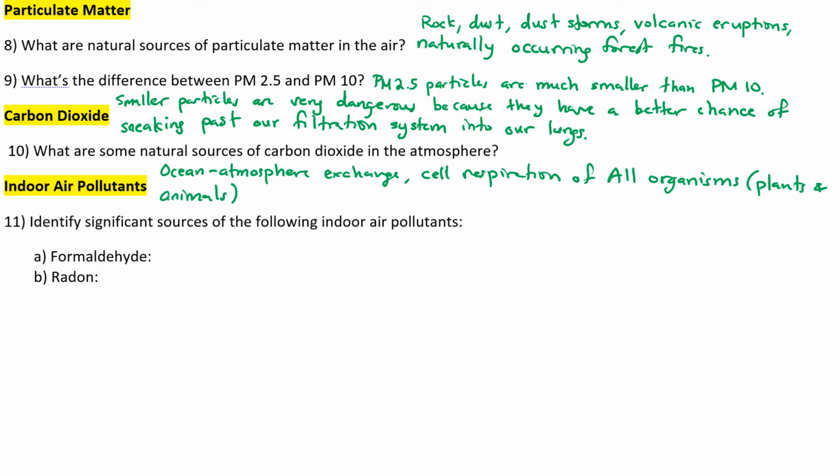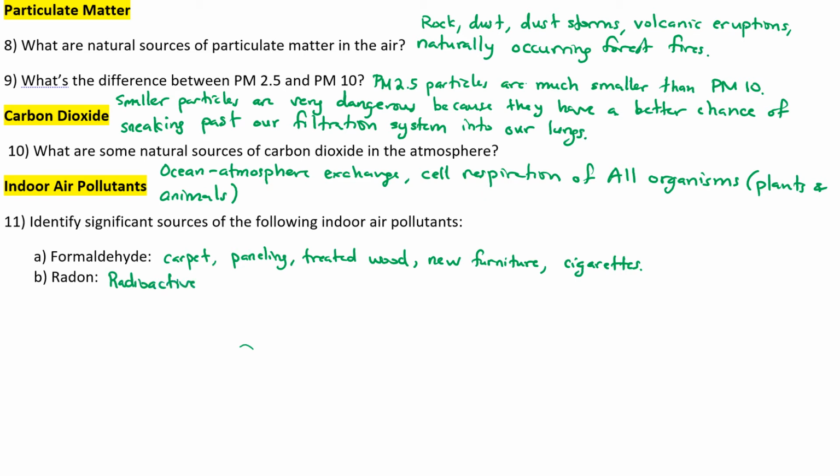Number 11, identify significant sources of the following indoor air pollutants. Formaldehyde, we have carpet, paneling, treated wood, new furniture, cigarettes. Radon, radioactive uranium and soil can leak into basement cracks or well water.